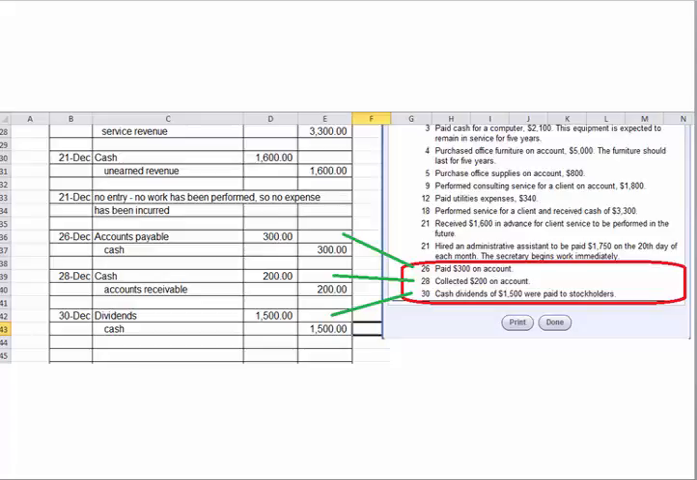On 12/28, we collect $200 on account. This is from our transaction on the 9th when we performed services, but the client didn't pay us then. Now we're collecting $200 of that receivable. We debit cash to record the cash received, and we credit accounts receivable to decrease the receivable account. On 12/30, dividends were paid to stockholders. We debit the dividends account and credit the cash account to reflect the reduction in cash.